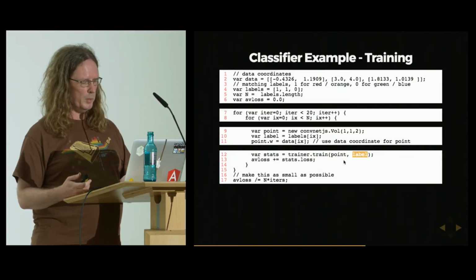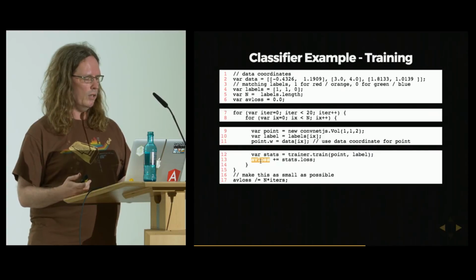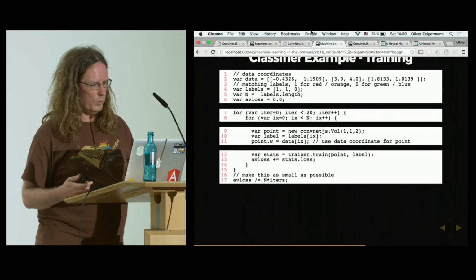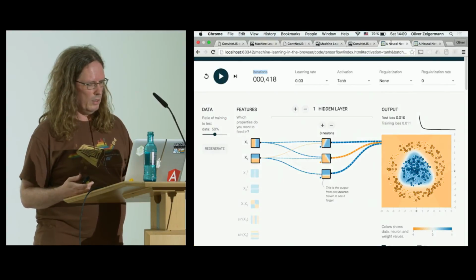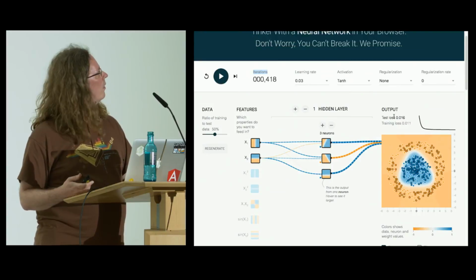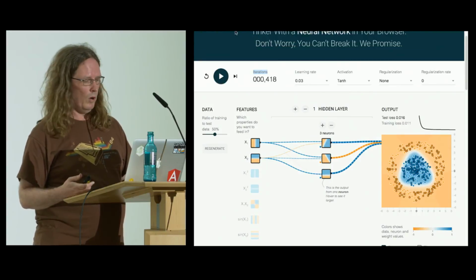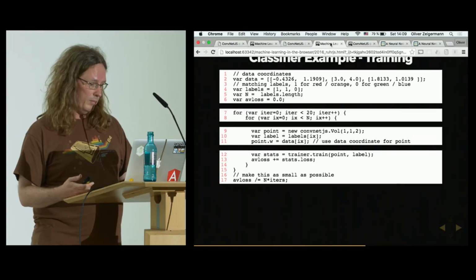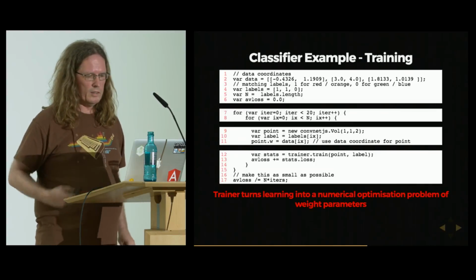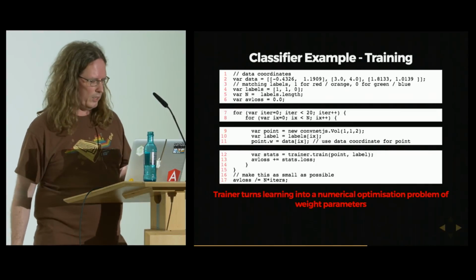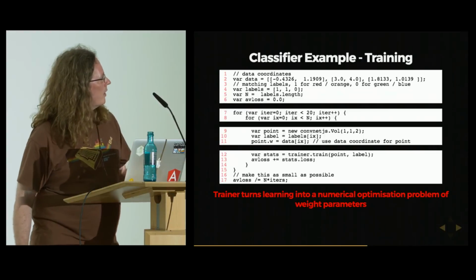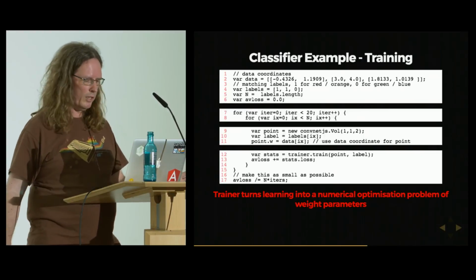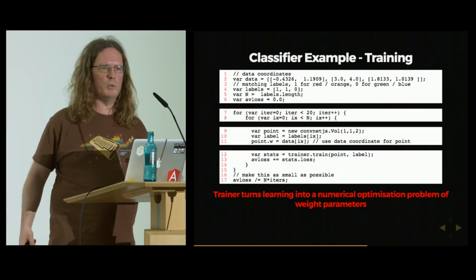And I repeat, and I collect the loss and divide it by the number of iterations, and then I have that, what you see up here, this thing. That's the loss. Okay, it's very easy. And by doing this, by having a trainer like this, you turn this whole training thing into a numerical optimization problem.